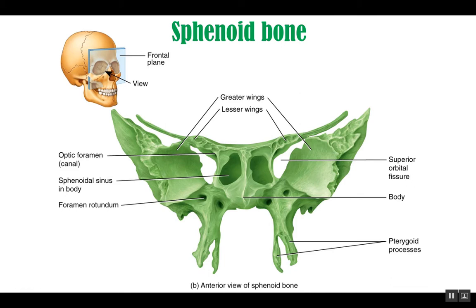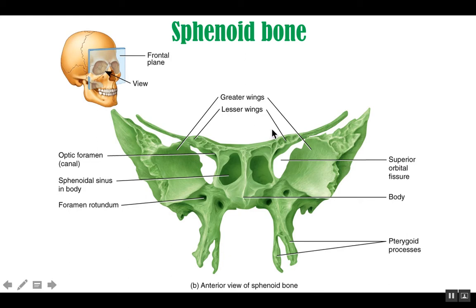This is a disarticulated sphenoid bone, so this is if we were to remove the sphenoid bone from the skull and just look at it on its own. You probably noticed that the sphenoid bone kind of looks like a bat. Some people kind of call it the bat-shaped bone, or I believe your book references it more as a butterfly-shaped bone. But it actually does have wings.